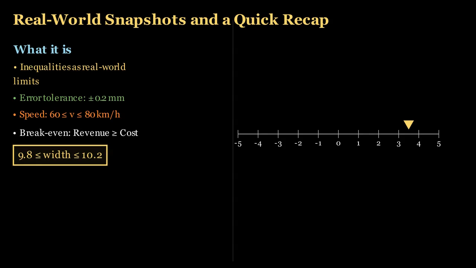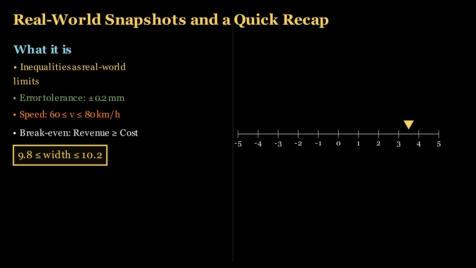That's an inequality. Or imagine a highway with a minimum speed of 60 km per hour and a maximum of 80. That's a compound inequality. Or a business owner calculating how many cups of lemonade she must sell to cover her costs, that's a break-even inequality. In every case, we're not looking for one exact number, but a whole range of acceptable answers.